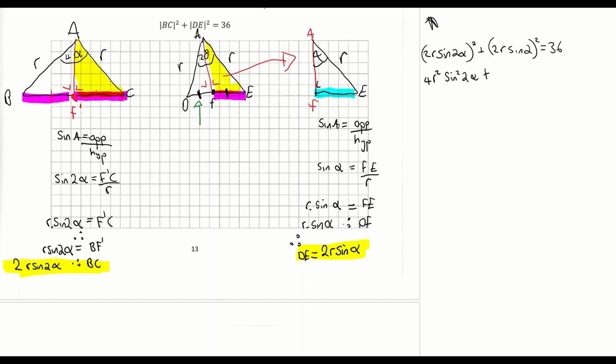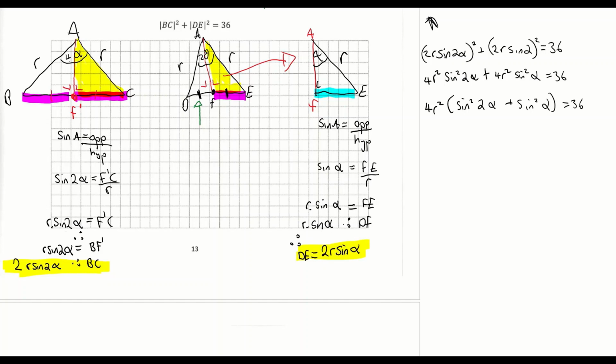Then I'm going plus, 2r all squared gives me 4r², and sin α squared gives me sin² α equals 36. Okay, I'm now going to factorize out the 4r² here. So I have 4r² in both of them, so I'm going to factorize it out. So it's 4r² multiplied by (sin² 2α plus sin² α) equals 36.